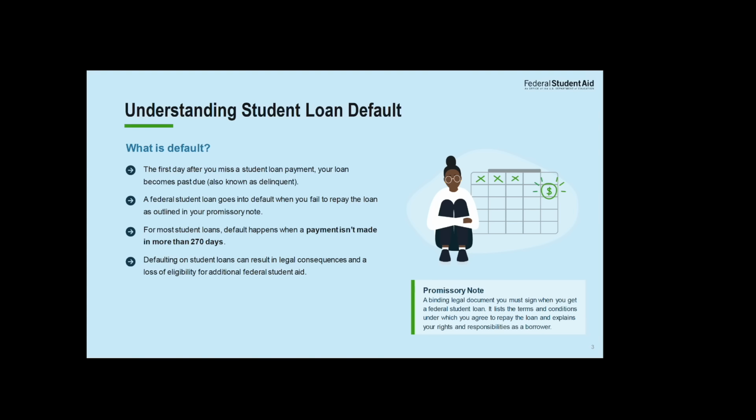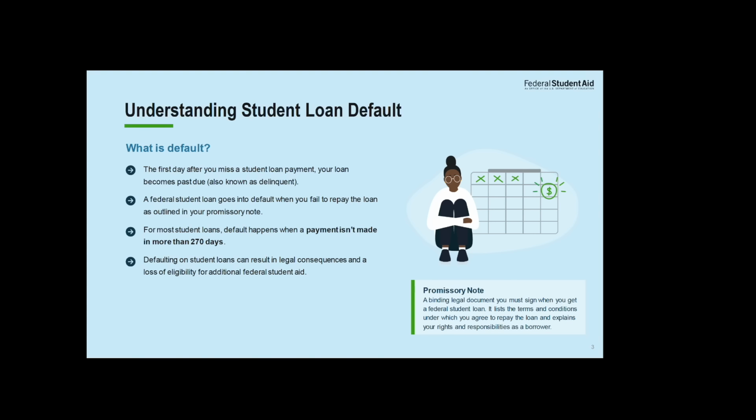Your federal loans do not go into default until you have failed to repay the loan as outlined in your promissory note. All of you are borrowers and have signed a master promissory note, which obligates you to repay this loan. Most student loan default happens after a payment has not been made in over 270 days. This is where your loans are considered to be in default status.